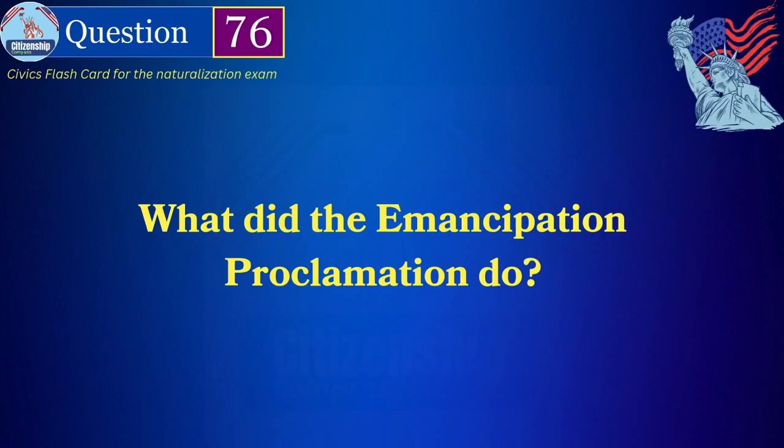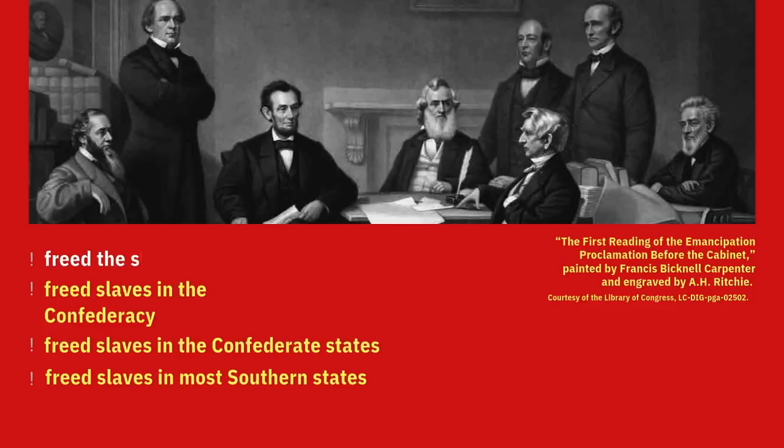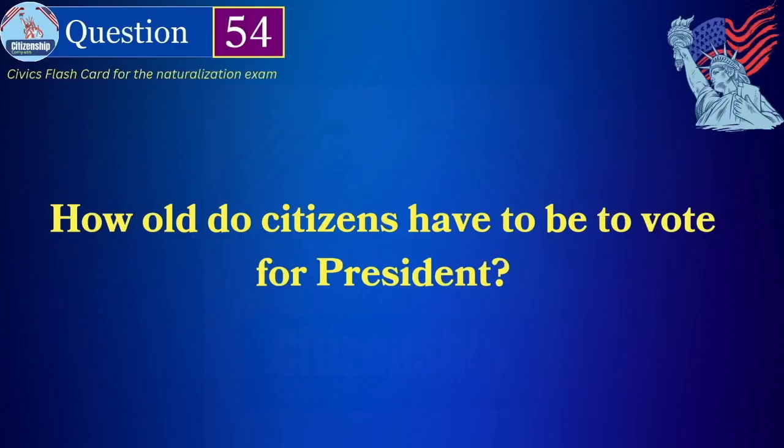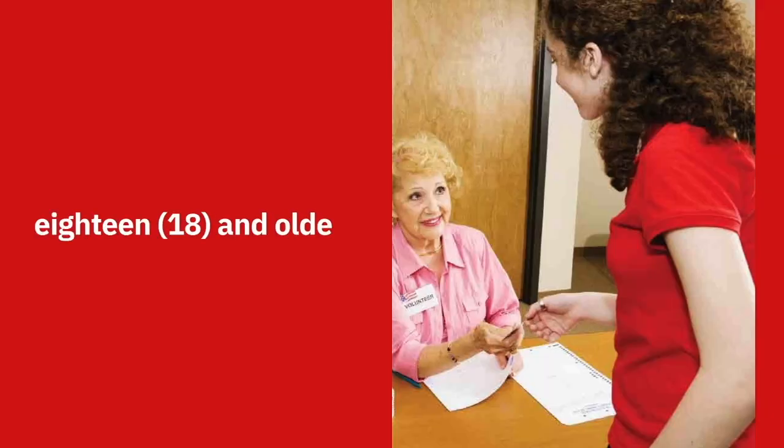What did the Emancipation Proclamation do? Freed the slaves. How old do citizens have to be to vote for president? 18 and older.